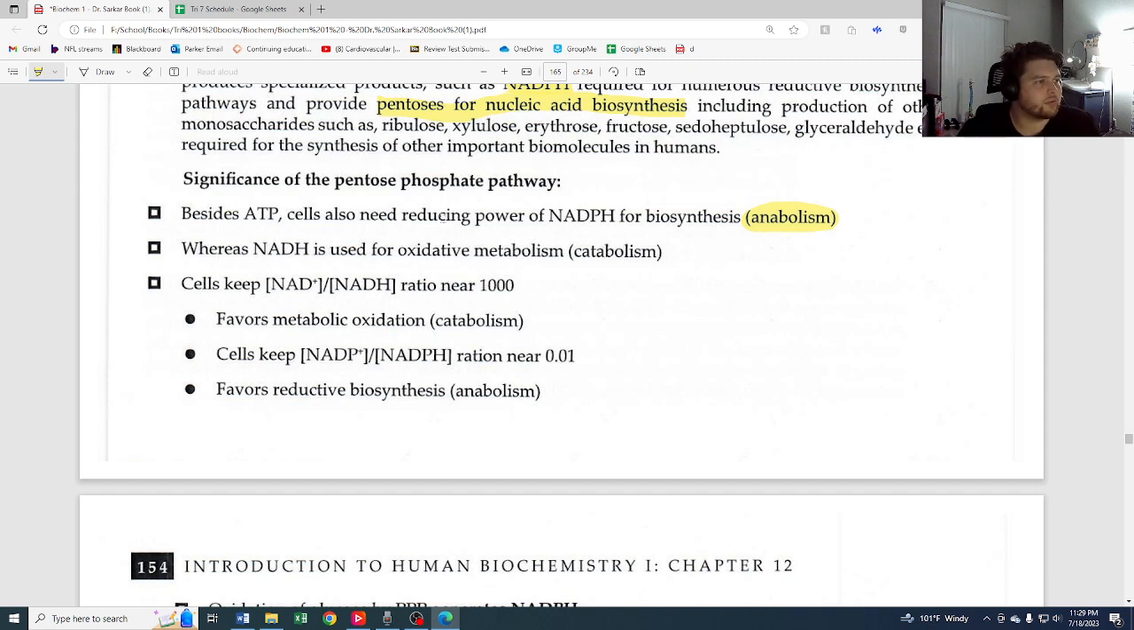Just remember, if you think reducing power, think reduction, OIL RIG: reduction is gain. So it's going to be giving stuff, so we're going to be building. Whereas NADH is used for oxidative metabolism, or catabolism. If you think way back, that's breaking stuff down.